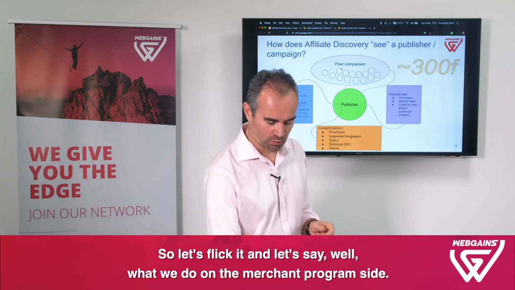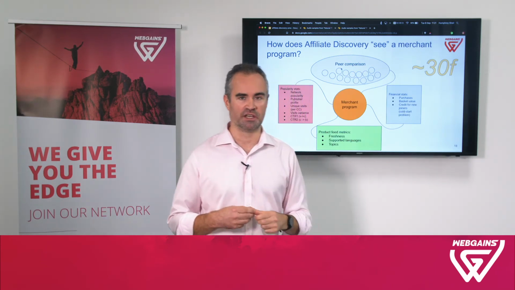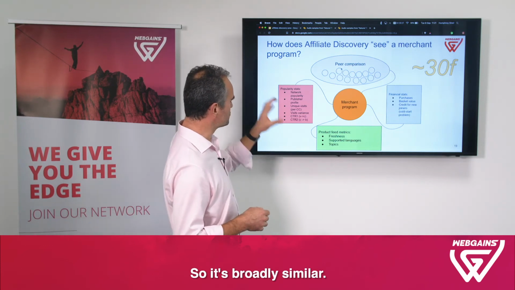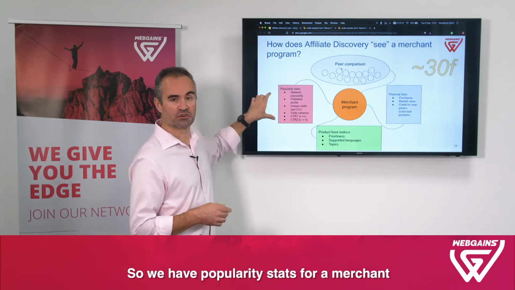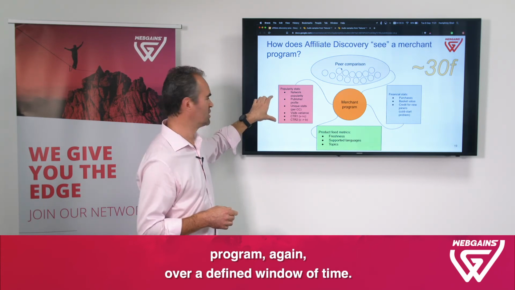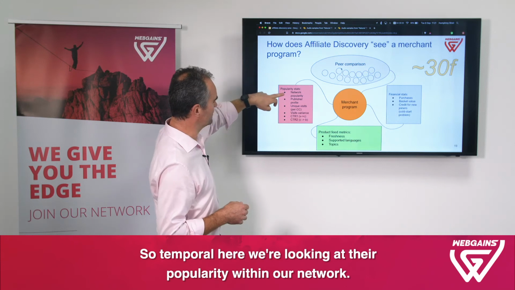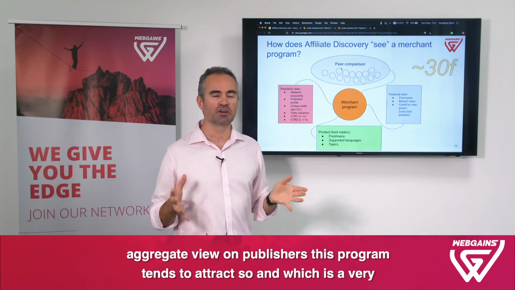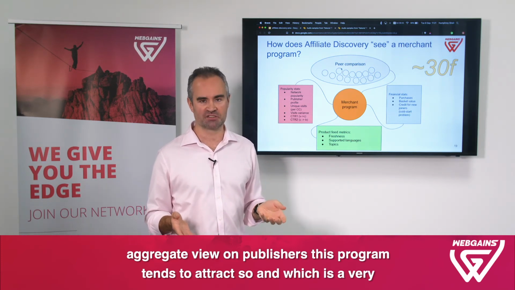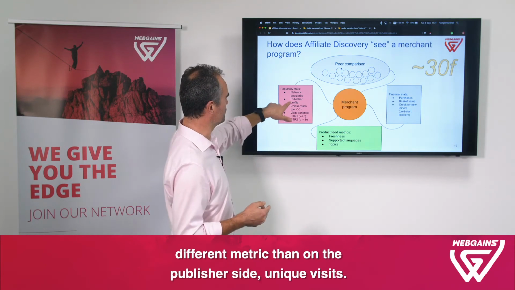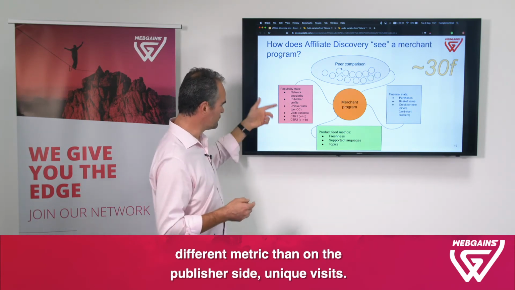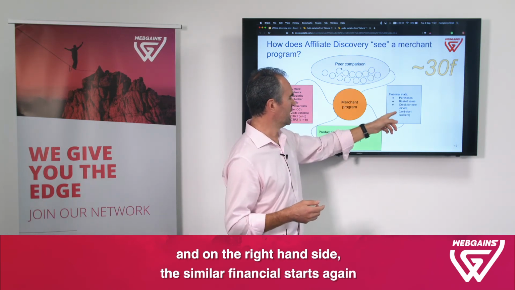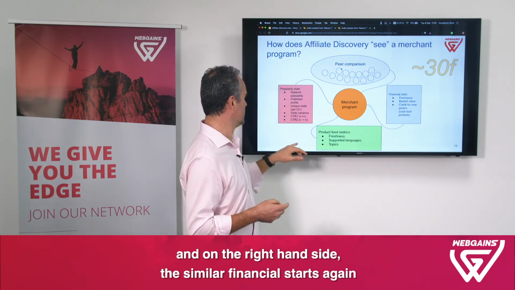So let's flick it and let's say, well, what do we do on the merchant program side? So we need to do this on both sides of the equation to be able to generate the matches. So it's broadly similar. We have popularity stats for a merchant program, again, over a defined window of time, so temporal. Here we're looking at their popularity within our network. What's the overall aggregate view on publishers this program tends to attract? Which is a very different metric than on the publisher side. Unique visits, again, the variance and the CTR ratio that we talked about earlier. On the right-hand side, the similar financial stats again.